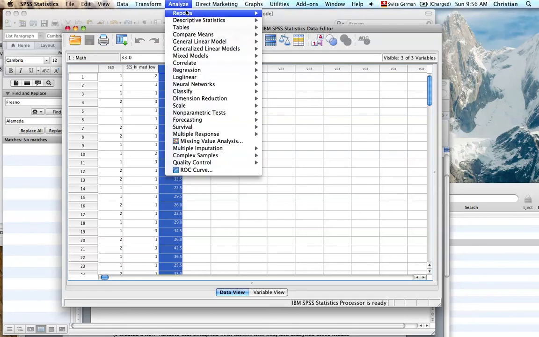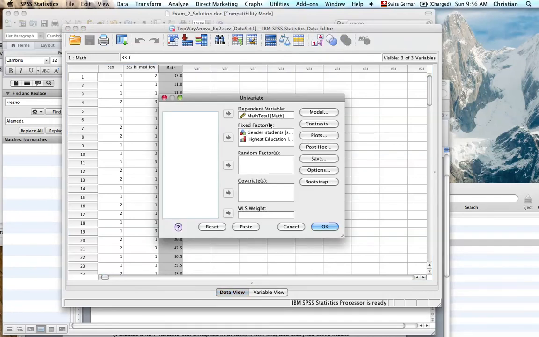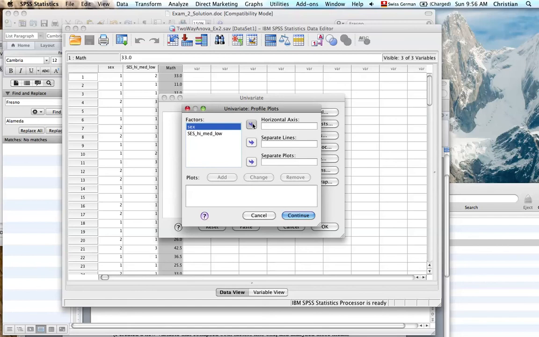So we're going to analyze. We choose the general linear model, and then univariate, because we just use one variable, and I had clicked these over already. So we choose math as a dependent variable, and then gender students as a fixed factor, and highest education as a fixed factor. Then we go into plots, where we choose gender on the horizontal axis and parental background as separate lines. We add that, and then we take the parental background on the horizontal axis and the gender on the separate lines.